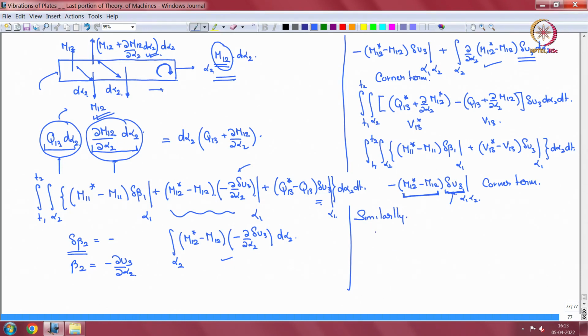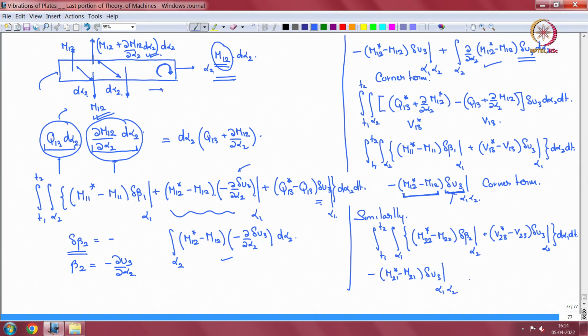Okay. So similarly, for the alpha 2 constant edge, we get integral T1 to T2, integral alpha 1, M22 star minus M22 delta beta 2 at the alpha 2 constant edge, plus V23 star minus V23 delta U3 at the alpha 2 constant edges d alpha 1 dt, and a corner term M21 star minus M21 delta U3, at alpha 1 ends and alpha 2 ends, corner. So that's the full story.